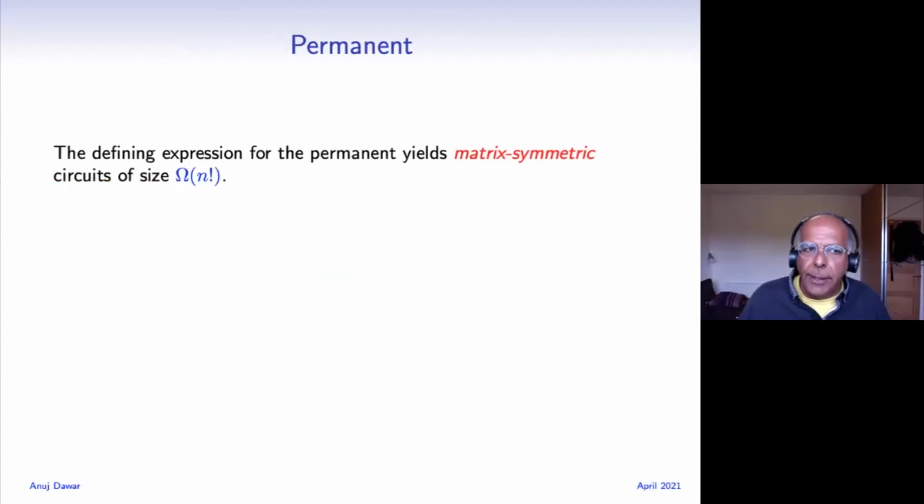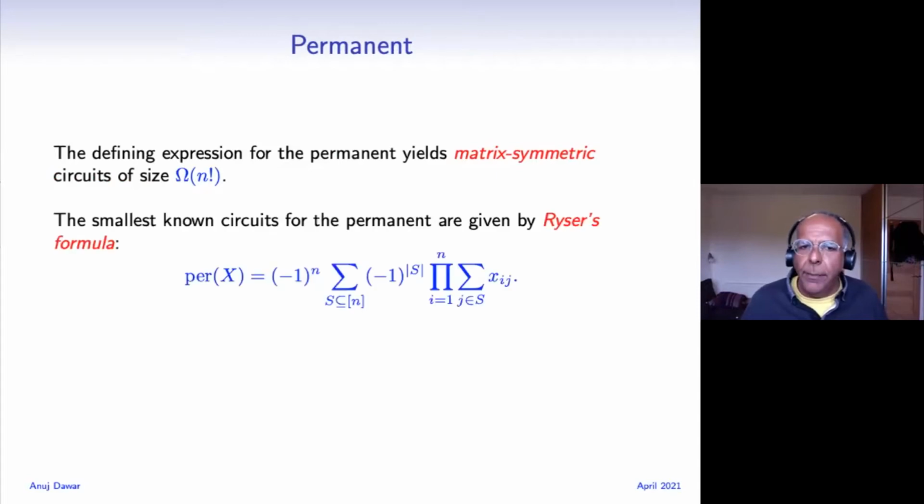What about the permanent? You look at the defining expression for the permanent, and again, just like with the determinant, you get a matrix symmetric circuit of size n factorial. We can do better. The best known circuits for computing the permanent are given by Ryser's formula. Instead of n factorial, your sum is now over subsets of n, so it's 2 to the n. So it's better than n factorial.